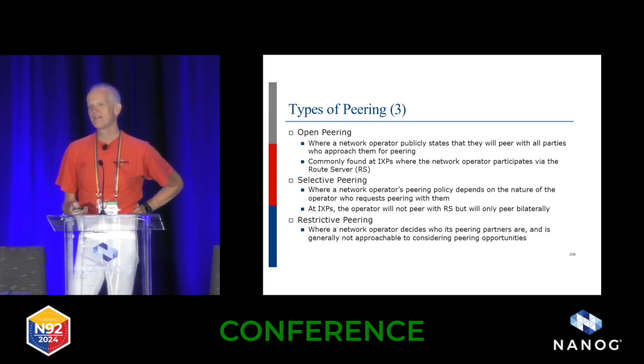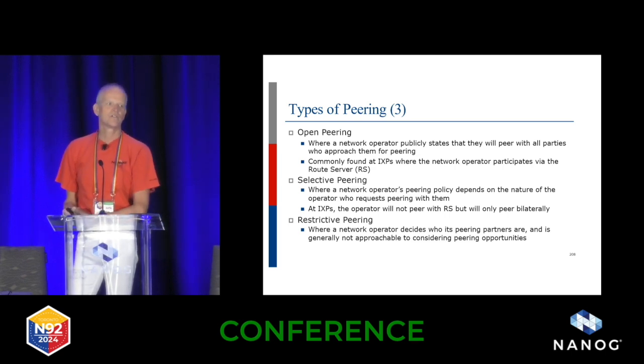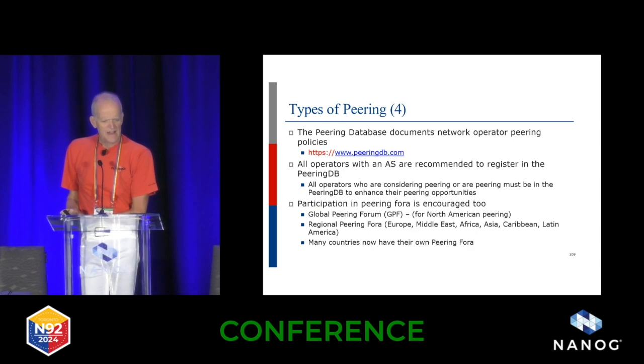Whereas restrictive peering tends to be the biggest operators who want to decide what they're going to do when they do it. Documenting your peering. For goodness sake, please use the peering DB. I'm not trying to promote peering DB, but I am promoting peering DB because I've used it for years. With my RouteViews hat on, you need to be in peering DB, otherwise we will not talk to you.